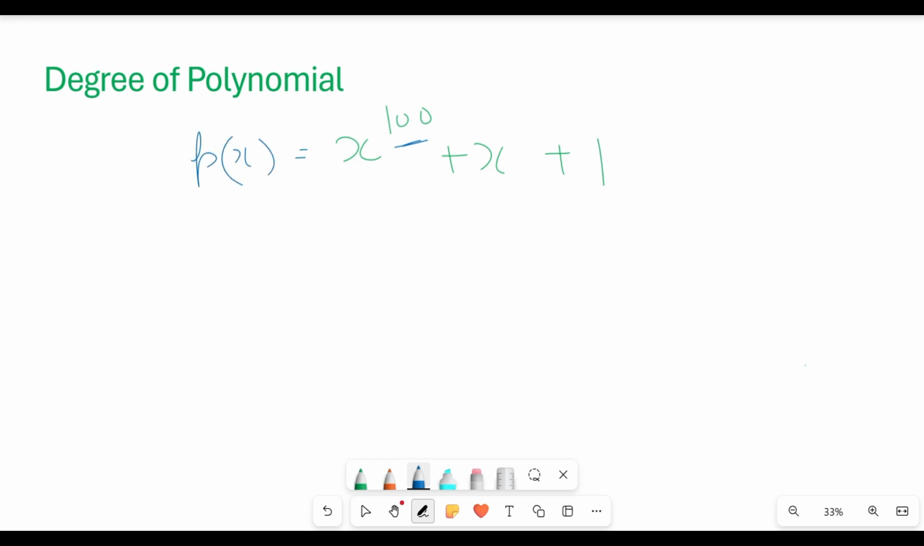As I just mentioned a few seconds ago, degree of polynomial. What is the degree of a polynomial? The highest power of x in the full expression is the degree. Like if you see here, x raised to power 100 plus x plus 1. So here the highest power of x is 100. So the degree of this full polynomial, let me say it is p(x), is nothing but 100.